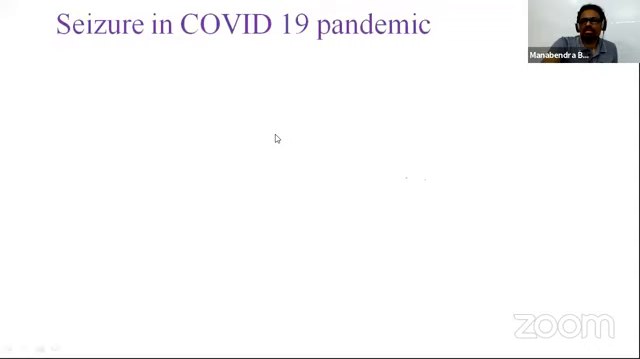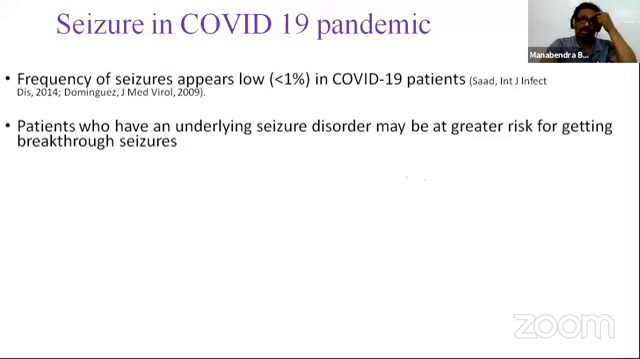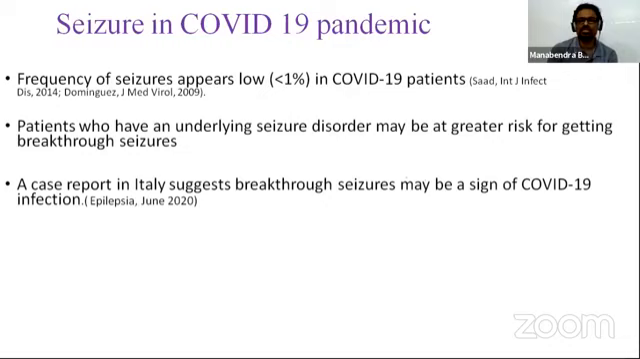Seizure is an important thing that can occur. You know, the frequency of seizure is actually low in COVID-19 patients. This is the evidence that not so many patients with seizure have been found. But because it is an infectious process, these infections can be a precipitating factor for any kind of seizure. So there is a greater risk of breakthrough seizures. And one case report in Italy said that in this patient the COVID-19 manifestation was only a seizure. Only one case report has been found.